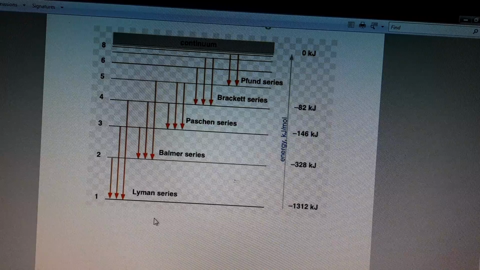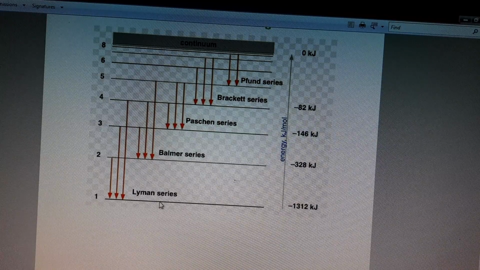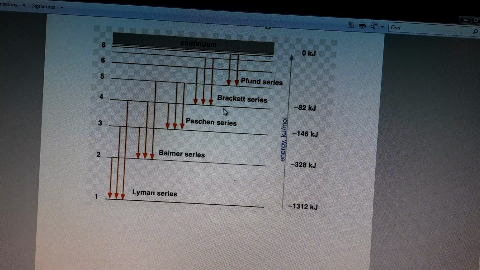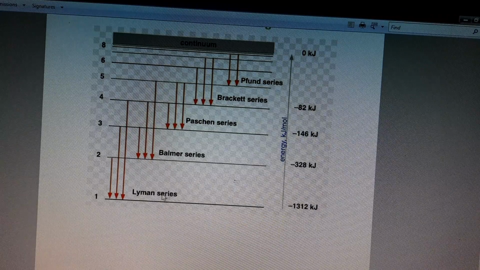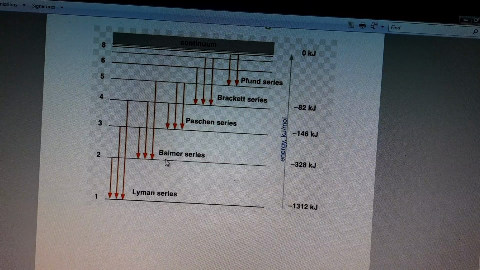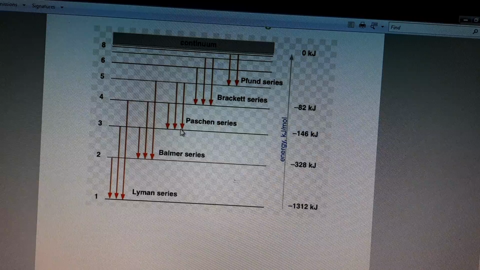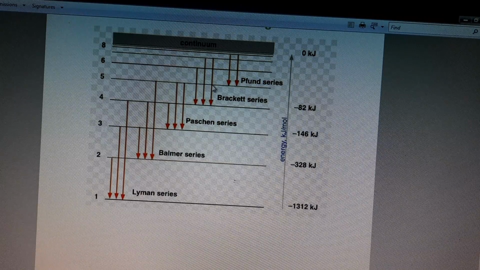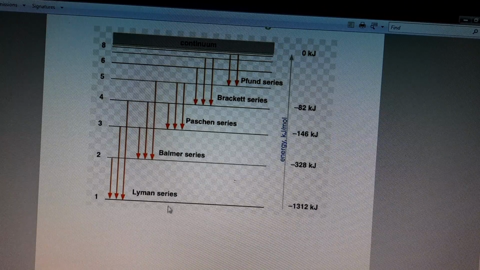So we can observe this diagram. There are the 5 series. First one is the Lyman series, second one is the Balmer, third one is the Paschen, fourth one is the Brackett, and the last one is the Pfund series. We can observe that n is equal to 1 is the innermost orbit, Lyman. n is equal to 2, Balmer. n is equal to 3, Paschen. n is equal to 4, Brackett series. n is equal to 5, Pfund series. So these are the spectral series of the hydrogen atom.